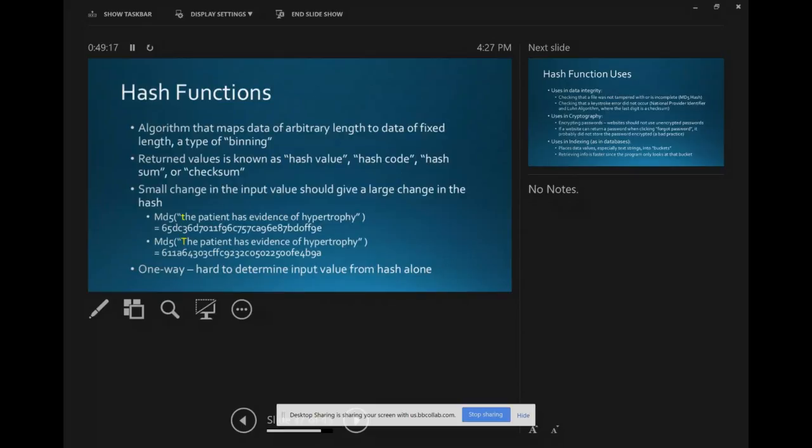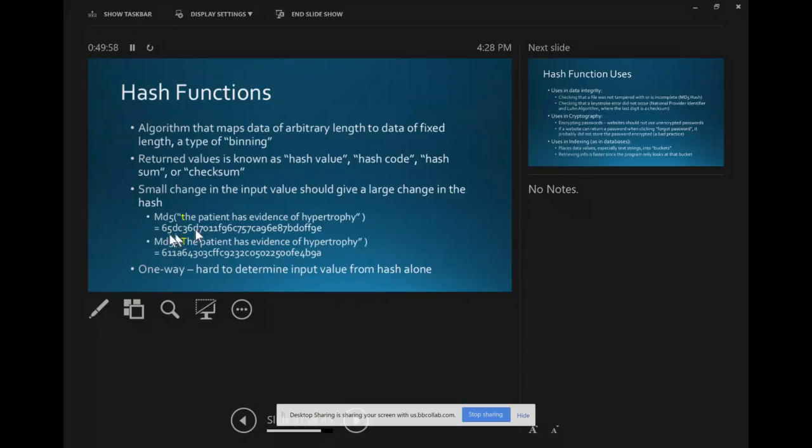So a hash function is something that takes something that's of arbitrary length and scrunches it down into a single number. It's a form of binning. Some people call this a checksum or a hash value or a hash code or a hash sum. A cryptographic hash, though, has special properties over normal hashes. So in a cryptographic hash, the idea is even a single bit change in the message will make a major change in the cryptographic hash.